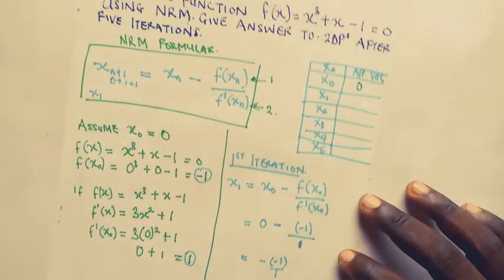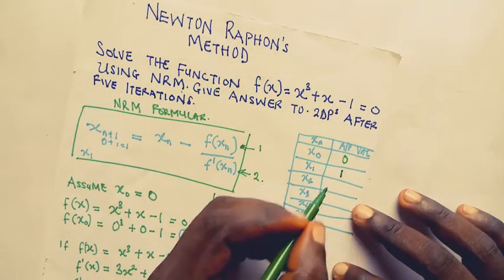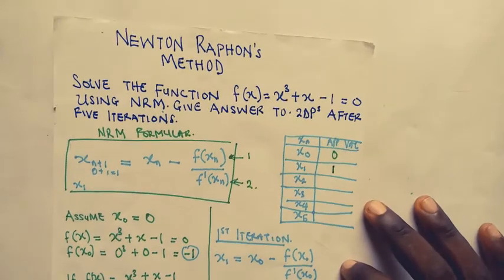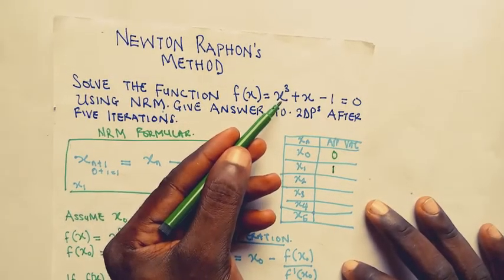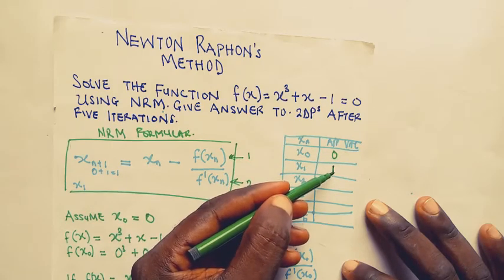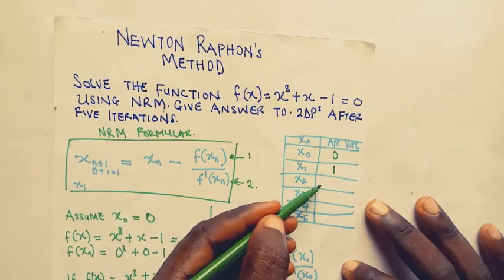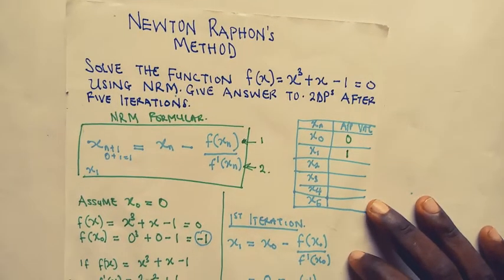So I just quickly fill that into my value table. Now what this means is that I have guessed the root of this function to be 0 initially, but I have calculated a better approximate to be 1. Now I need to check the next approximate, which is x2.